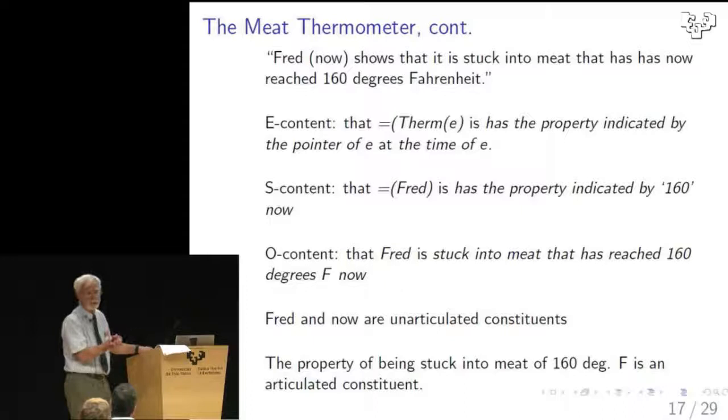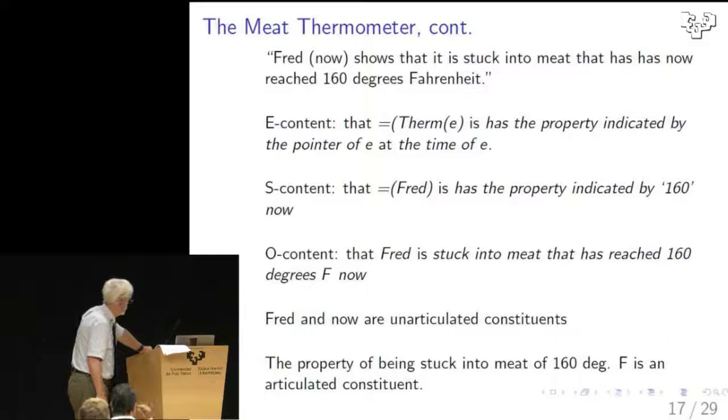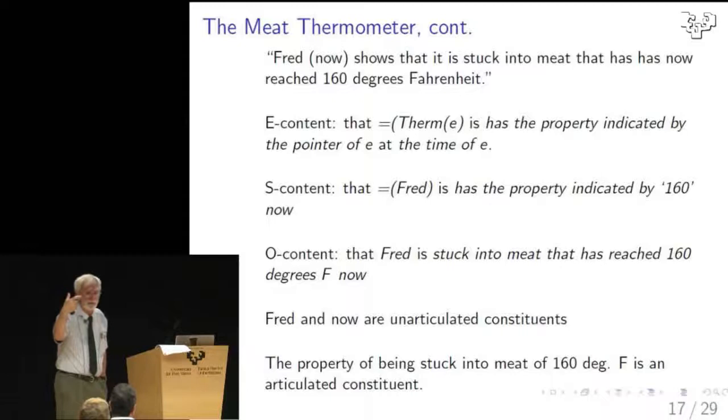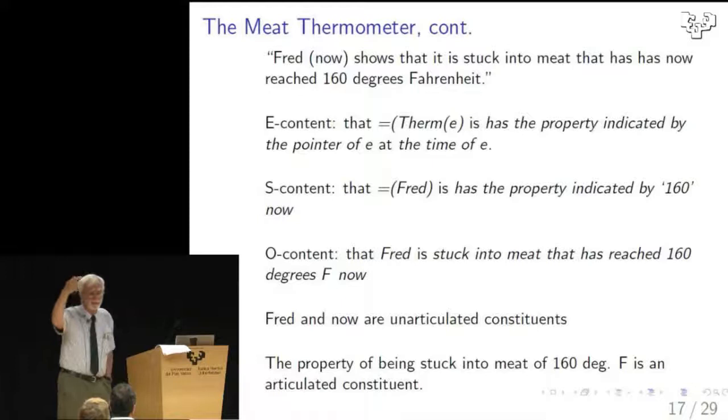So now Fred is not only the occupant of an ES role, but part of the O content. And the point of looking at it like this is that you've got two things in the O content. You've got the property of being stuck into something that's 160 degrees Fahrenheit, rather than the property of being stuck into something that's 150 degrees Fahrenheit or 190 degrees Fahrenheit, because of a variable part of the representation, the pointer. So the differences among that family of properties is articulated by the way the system works.